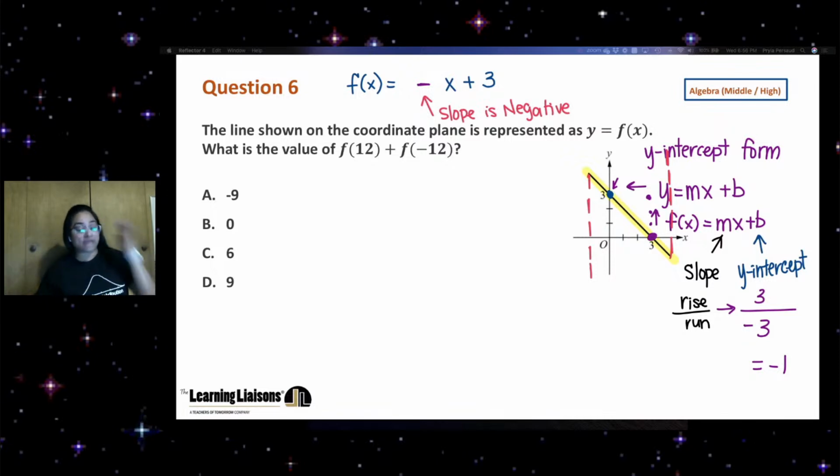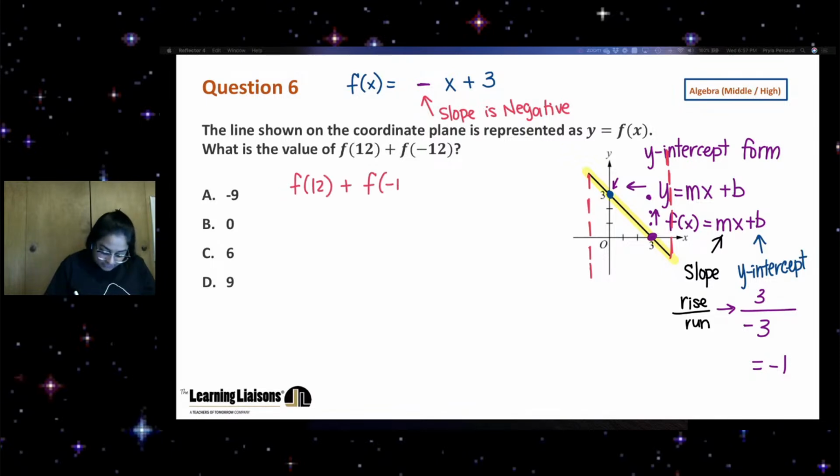Okay, now that we have our slope, it is easy to see the next part of the problem. They tell us that f of 12 plus f of -12 is equal to what? We have to figure that value out. Well, remember, I've been writing it like this, which is a little unconventional to help you see what you need to. So we know that our x values are 12 and -12. So why wouldn't we plug in our values to figure out what we need?